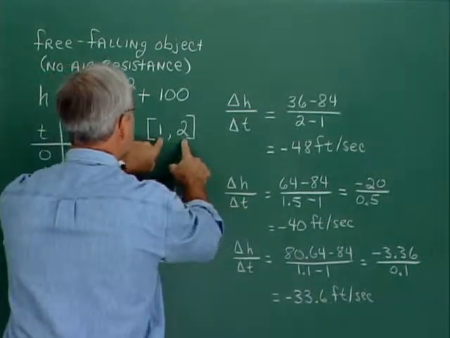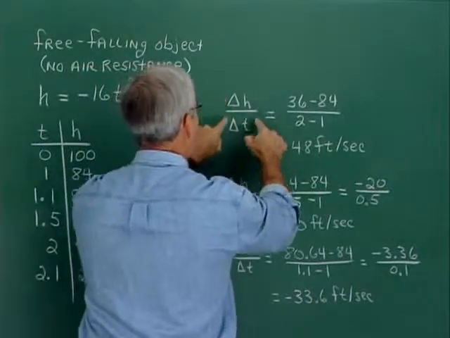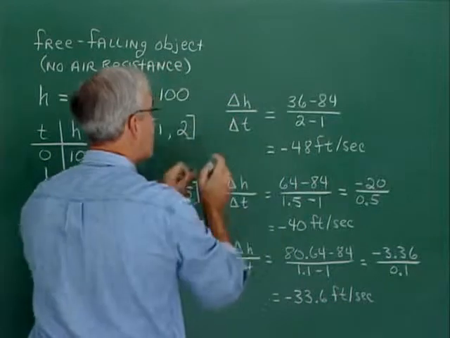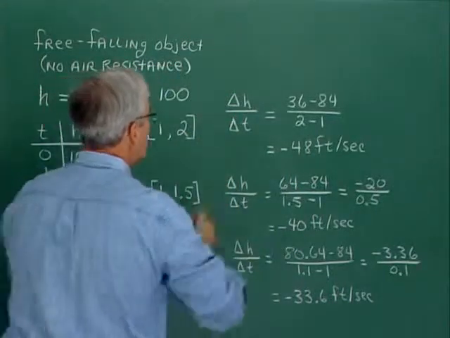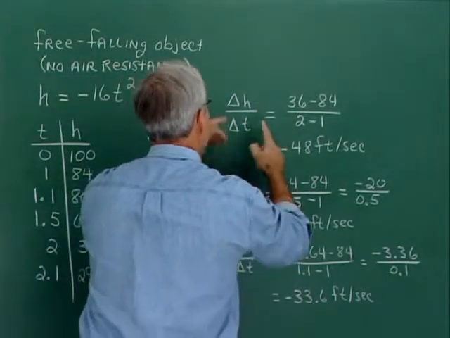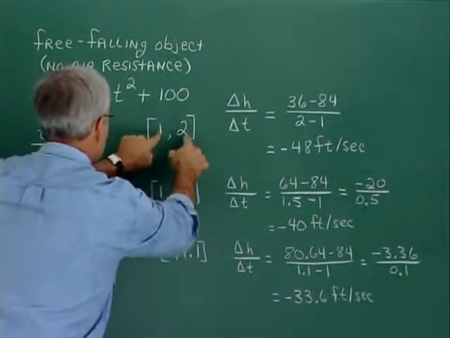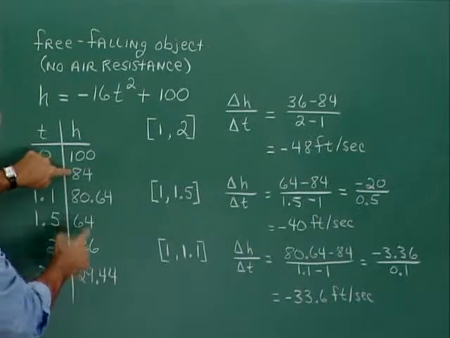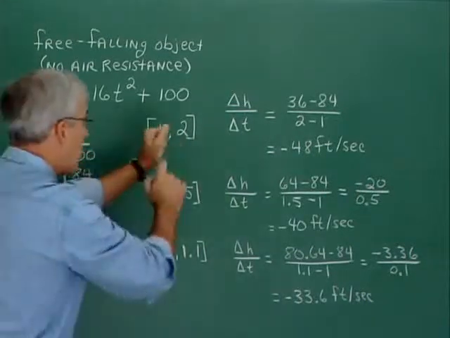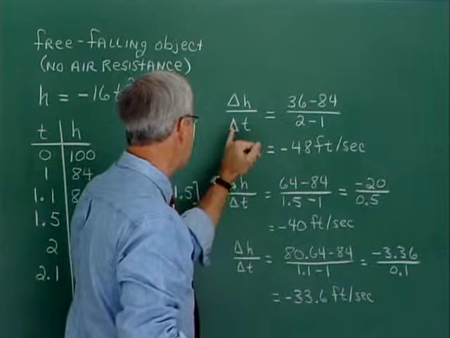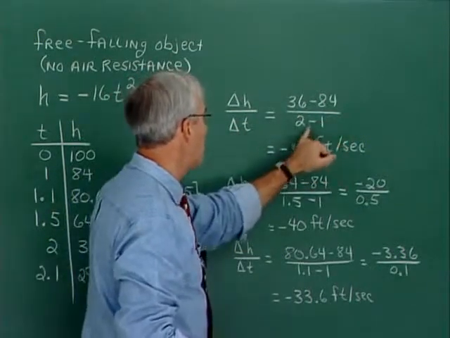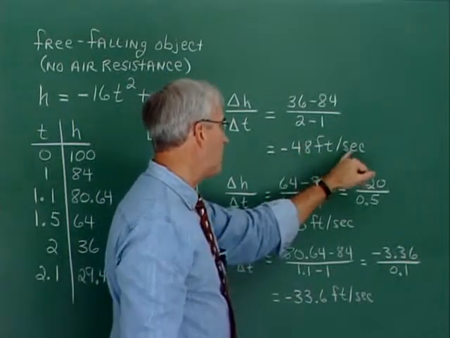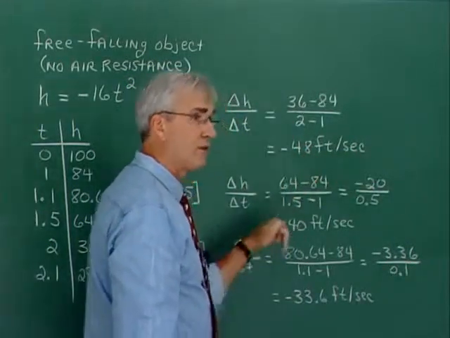In the interval from 1 to 2, we want a delta h over delta t. Now remember, this is a change in distance over change in time, which is what we talked about as a relationship over there. So change in height over change in time. For the change in height over this interval from 1 to 2, the change in height is 36 minus 84. You see, we just read it right off of here. Change in time is 2 minus 1, which is 1. 36 minus 84 is negative 48. So it's negative 48 feet per second. The negative tells us that the object is falling.